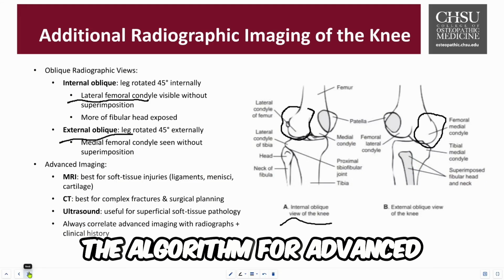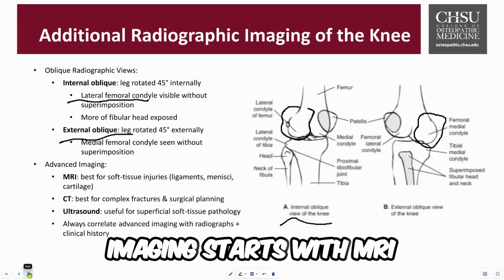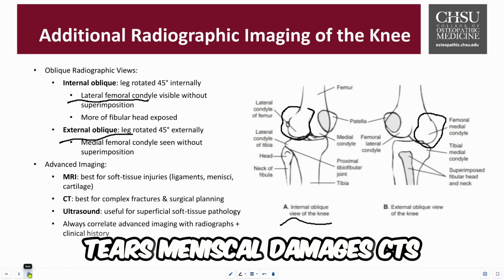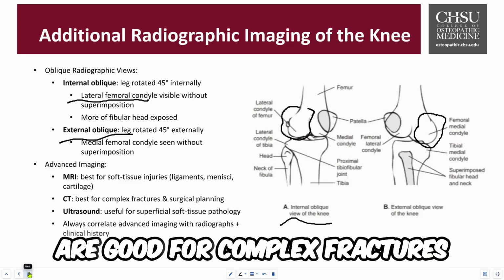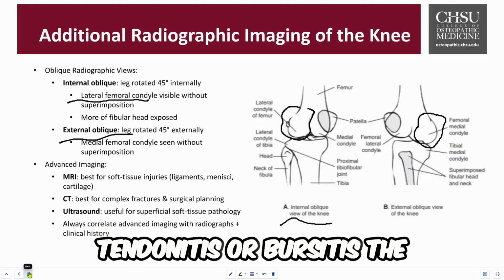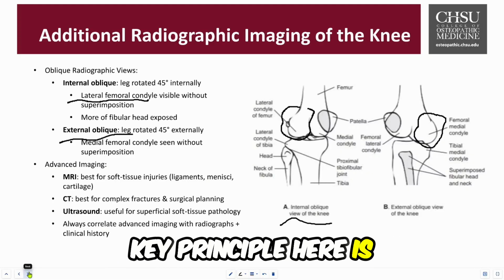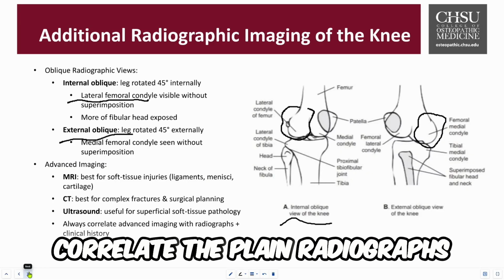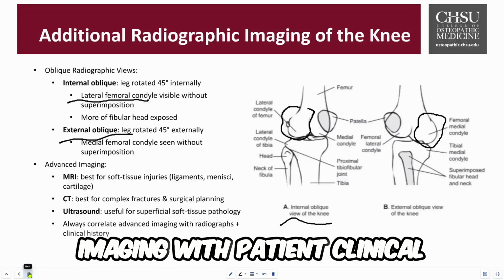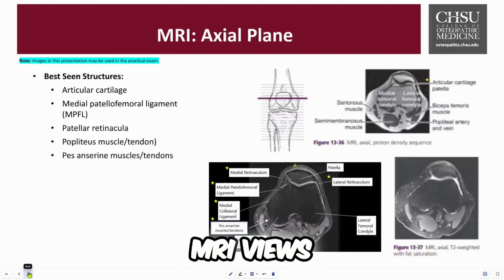The algorithm for advanced imaging starts with MRI being the best for soft tissue, so in injuries like ligament tears and meniscal damage. CTs are good for complex fractures. And then ultrasounds can also be used for soft tissue pathologies like tendonitis or bursitis. The key principle here is that you should always correlate the plain radiographs or any of these imaging with patient clinical histories. Now let's take a look at the MRI views.